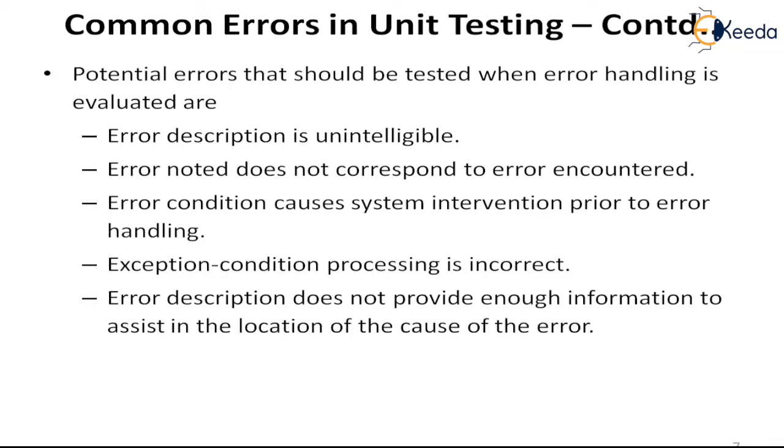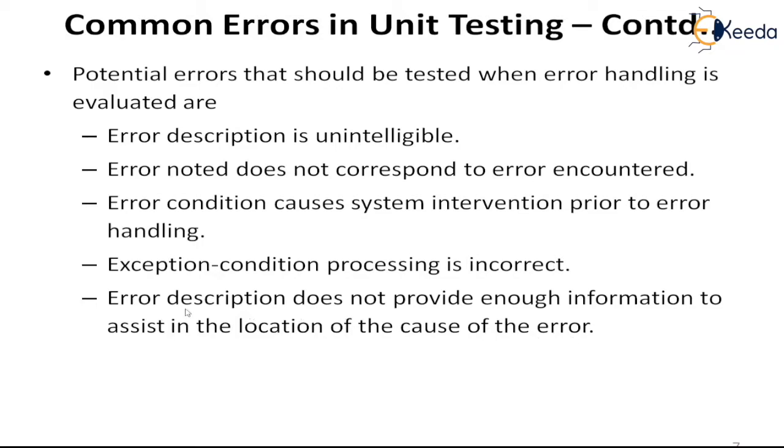Similarly, you can get potential errors while error handling. Error description is unintelligible. Error noted does not correspond to error encountered. So we have noted that the error has happened, but it doesn't correspond to the error encountered. So there is a mismatch. Error condition causes system intervention prior to handling, and exception condition processing is incorrect. Error description does not provide enough information to assist in the location of the cause of the error.